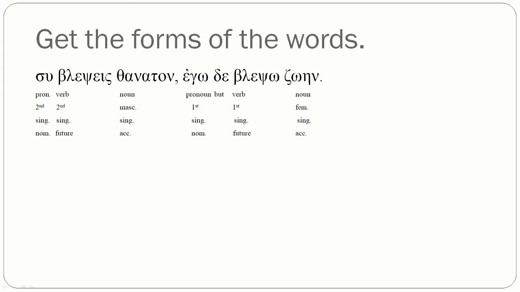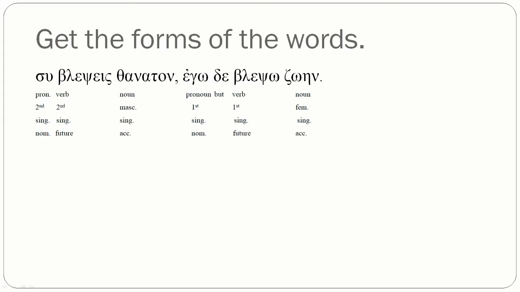Notice the future tense on that verb. What does that mean? Okay, so su is your second person pronoun. It is singular and it's nominative. Then blepses is a verb. The ending is second singular, and notice just like in the previous sentence, this one is from blepo. You add the sigma to the pi at the end of blepo, and you get blepses with a psi, giving you a future tense. Thanaton is a noun. It's masculine, singular, and accusative.